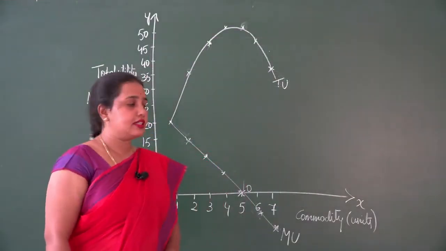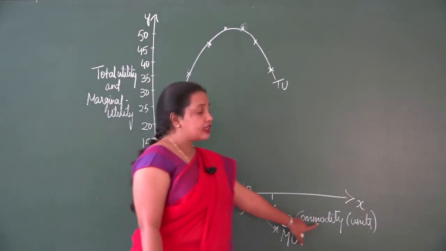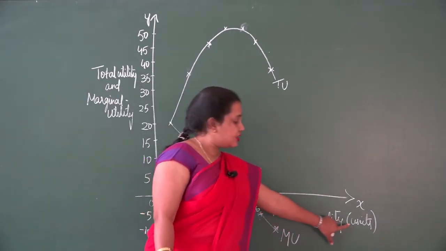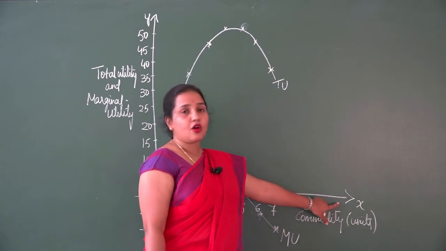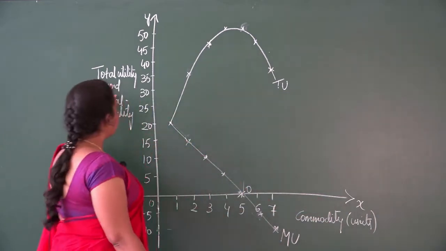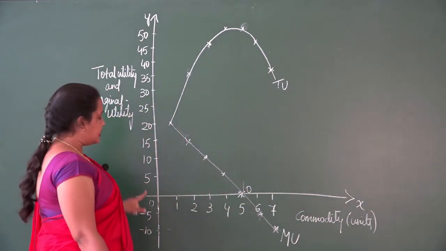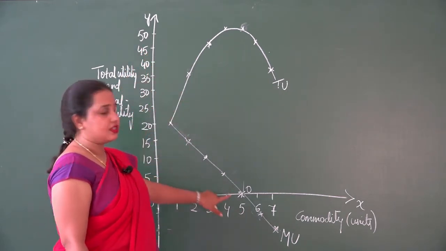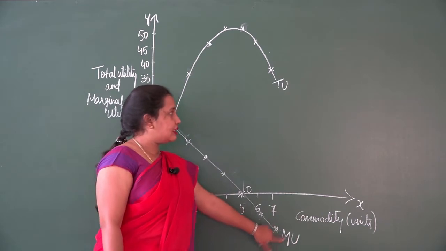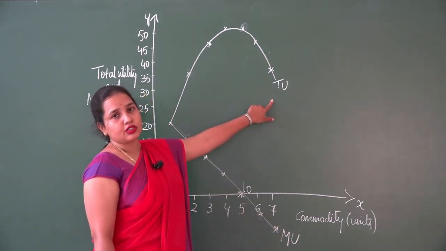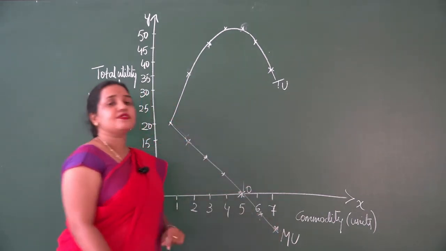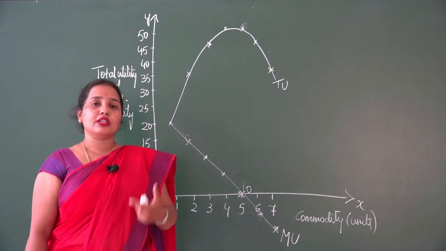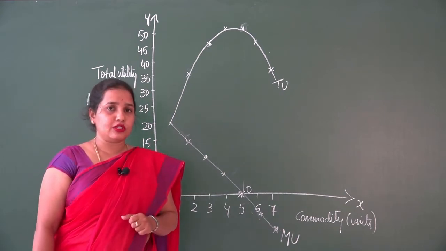In this particular diagram, commodity consumed, which is measured in units, is measured along the x-axis. Total utility and marginal utility are measured along the y-axis. We have two curves here. One is the marginal utility curve, the other one is the total utility curve. Let us first understand how to derive the marginal utility.